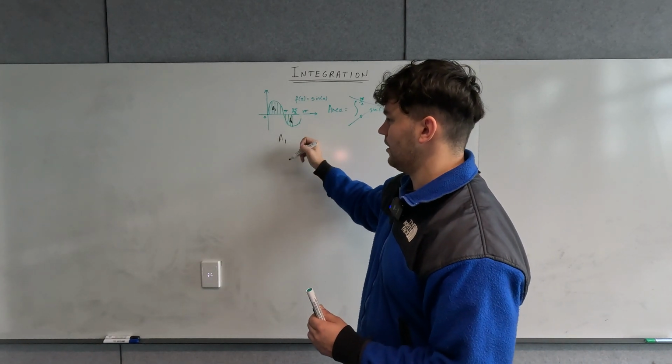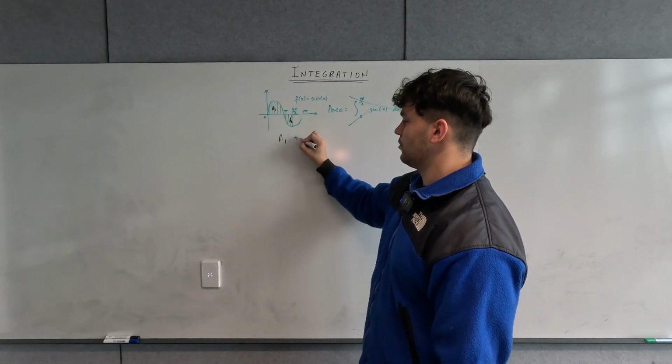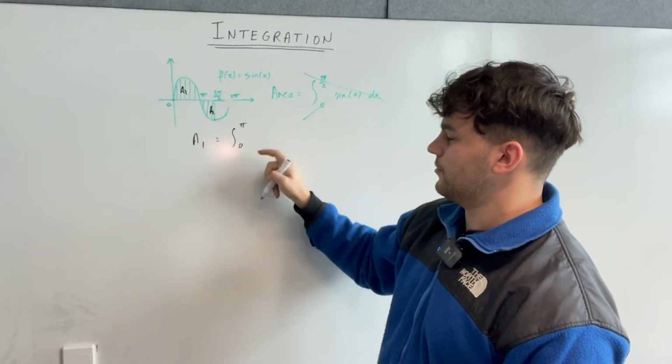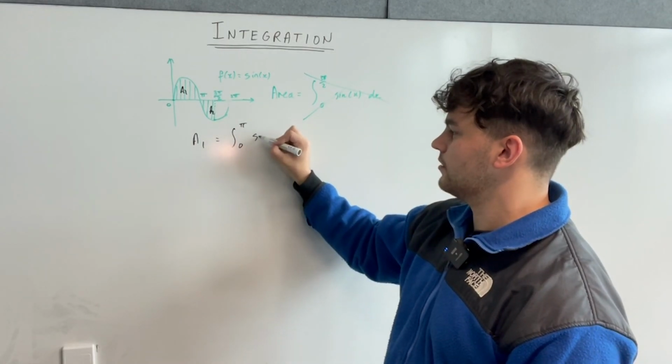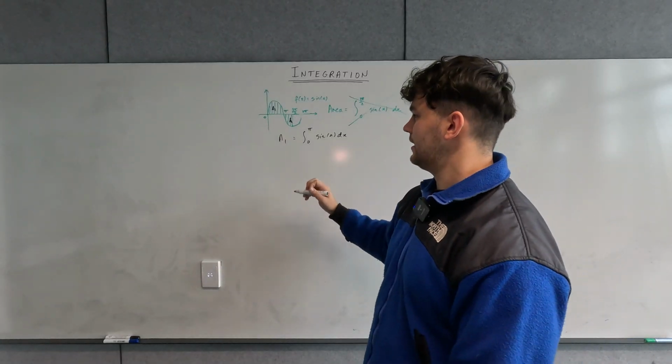Now, A1 is the easy part, right? Because that's above the x-axis. So what we need to do is just a normal way of integrating from 0 to pi. So you just integrate this from 0 to pi, 0 the lower bound, pi the upper bound, and then we have sine of x dx. And we'll just leave that for now, we'll evaluate it later.